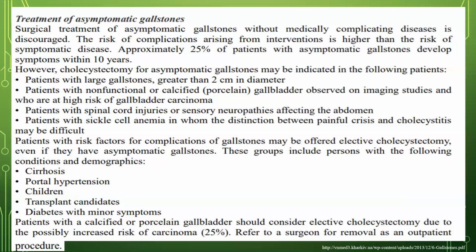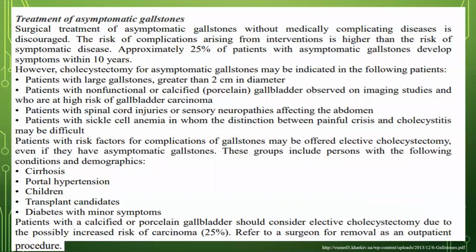Cholecystectomy for symptomatic gallstones may be indicated if the patient has large gallstones greater than 2 centimeters in diameter, a non-functional or calcified gallbladder observed on imaging studies, and high risk of gallbladder carcinoma. Patients with spinal cord injuries, with sensory impairment affecting the abdomen, and patients with sickle cell anemia, in whom the distinction between painful crisis and cholecystitis may be difficult, may also be candidates.